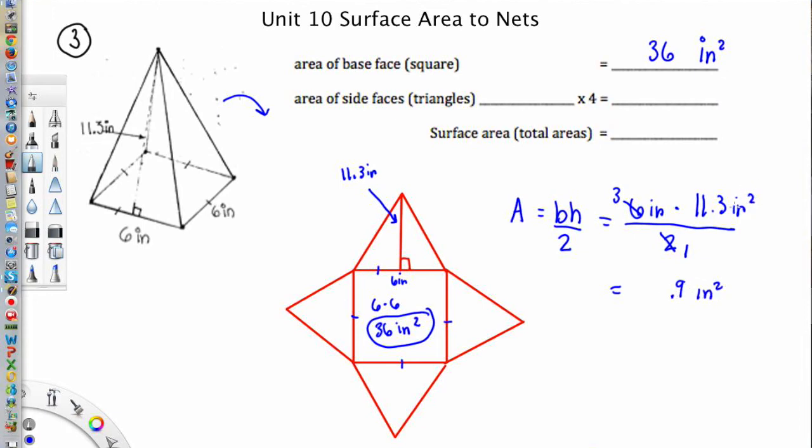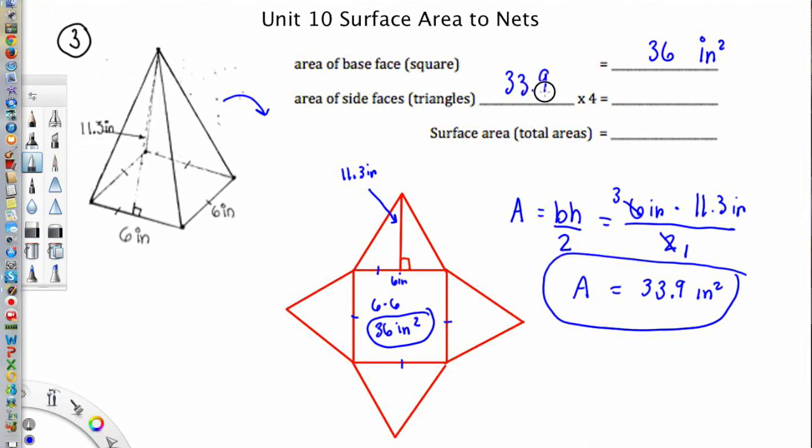Oops, I forgot my inches. Well, okay, I'm getting ahead of myself here. I know that inch times inch will be inches squared. Okay, as I was saying, 3 times 3 tenths is 9 tenths, and then 3 times 1 is 3, and 3 times 10 is 30. So our area for just one of these triangular faces is 33 and 9 tenths inches squared.